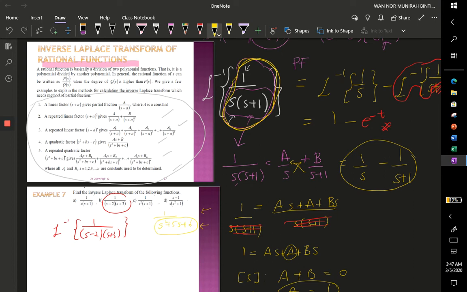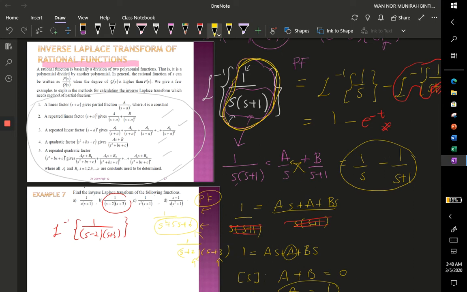When I factorize your denominator, we get whole numbers like this. Sorry, this one is 1 over S plus 2, S plus 3. So we have whole numbers here. When you have whole numbers, we can apply partial fraction, since your denominator and numerator are polynomial functions. If you cannot get whole numbers when you factorize, try to factorize your denominator using the completing the square technique.